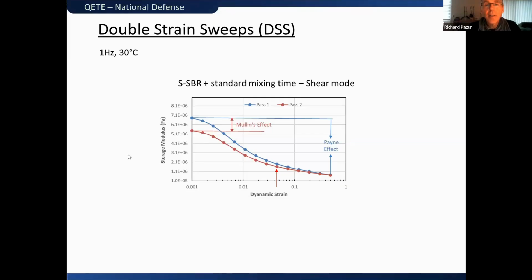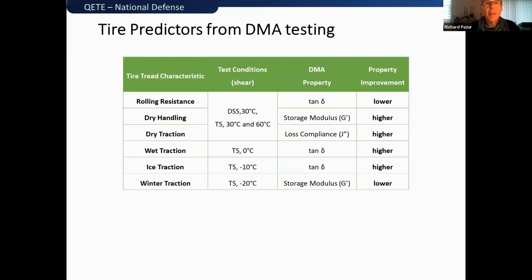And I got the arrow down here at the bottom that you can see. It's at about 5% strain. We're going to be collecting the data at 5% strain in order to use them for our tire predictor data. Here's our tire predictor data for DMA testing.